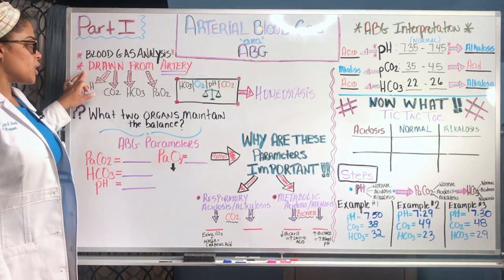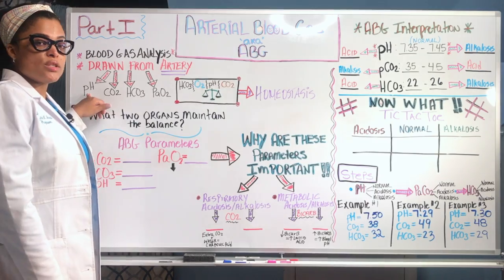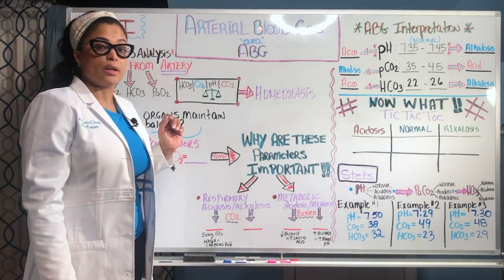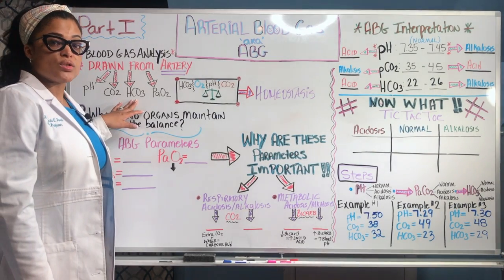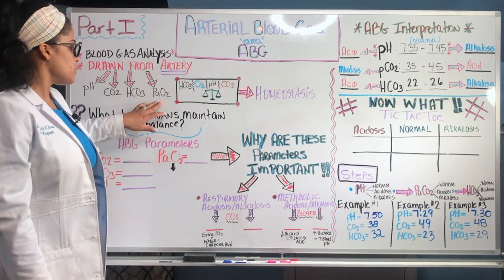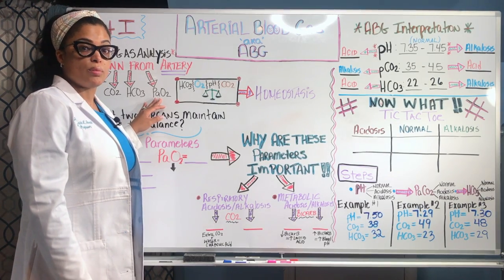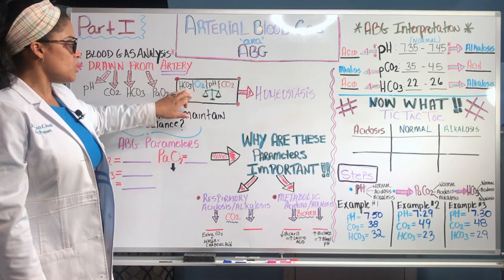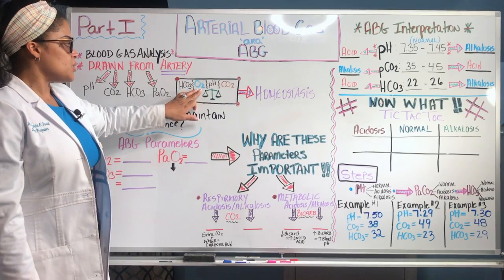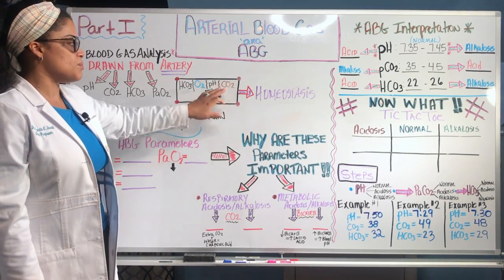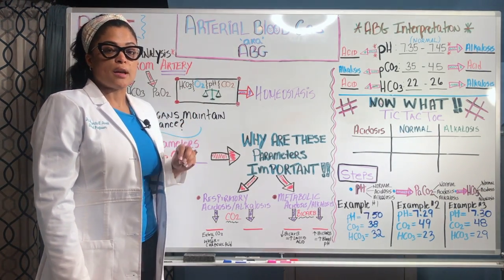The ABGs are drawn in order to monitor these elements: the pH, which tells us how acidic and alkaline the blood is, CO2, HCO3, also known as bicarb or the buffer, and PaO2, which is going to tell us the oxygen saturation of your blood. At all times, all of these parameters, the bicarb, HCO3, the O2, the pH, and the CO2 must be in balance. If they are not, it can cause significant effects in your patient.